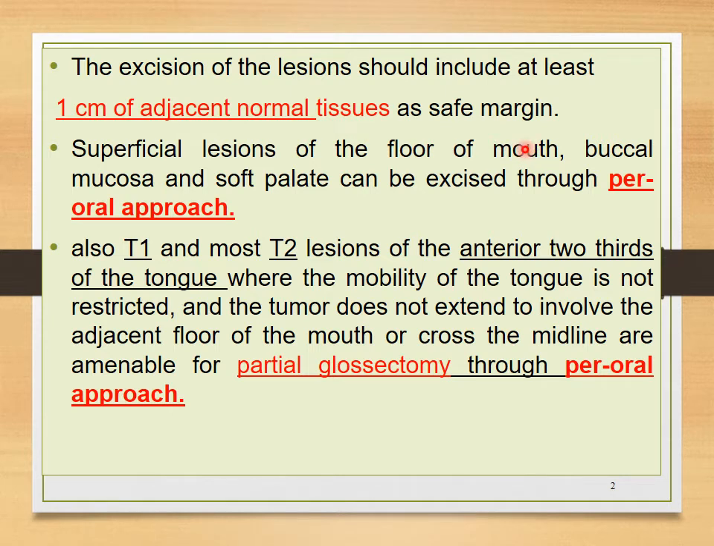In general, superficial lesions of the floor of the mouth, buccal mucosa, and soft palate can be excised through a peroral approach, meaning intraorally. Most of the time, superficial structures can be reached through the peroral approach. Also, depending on the size of the tumor, like T1 and T2, extending from 2 millimeters to 4 millimeters, and in the anterior two thirds of the tongue, where the mobility of the tongue is not restricted and the tumor is not extending to involve adjacent structures, all these conditions or staging can be treated by what we call partial glossectomy, also by peroral approach. The staging and clinical evaluation are very important, and all of this returns to the judgment of the clinician.